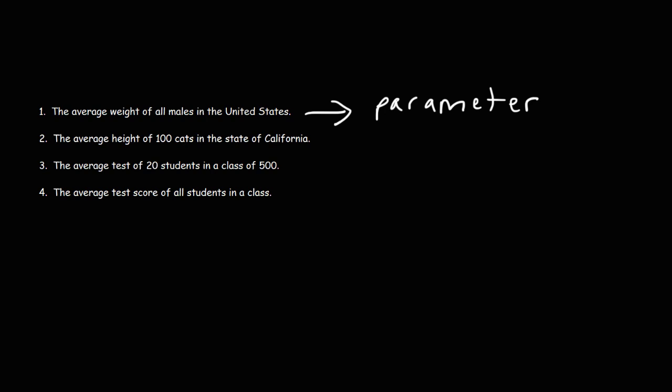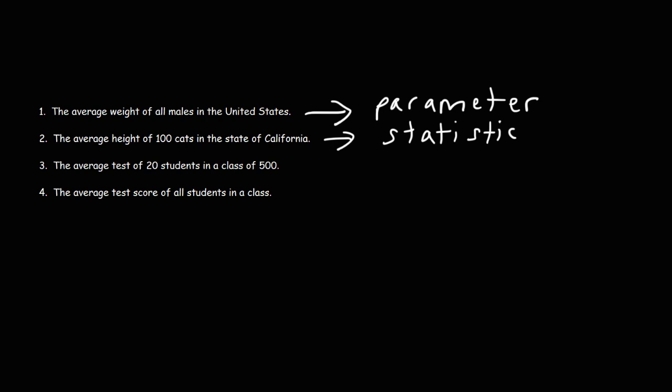Number 2, the average height of 100 cats in the state of California. California has millions of people, and in the whole state there are millions of cats. So if we're calculating the average height of 100 cats, we're calculating the height of a small subset of the entire population. So this would be a statistic, because our study involves just a small portion of the entire population.